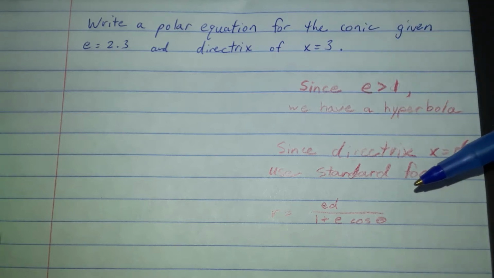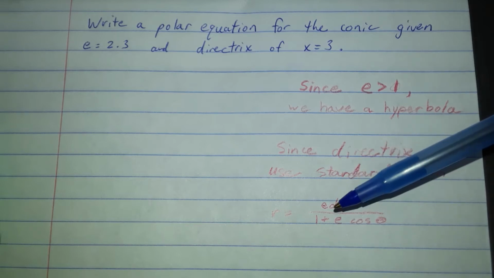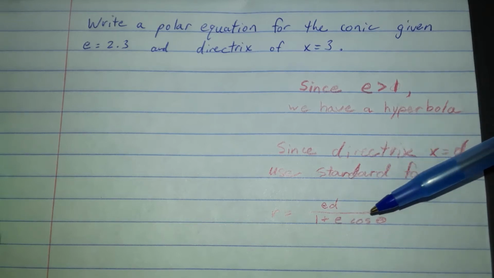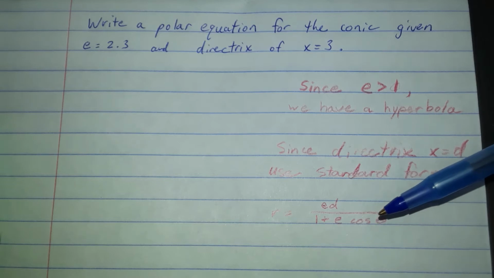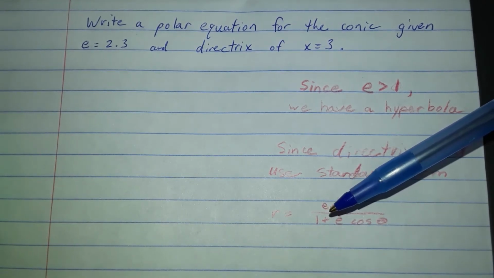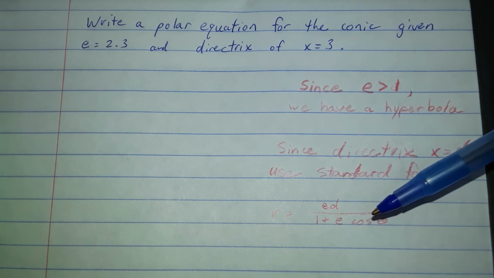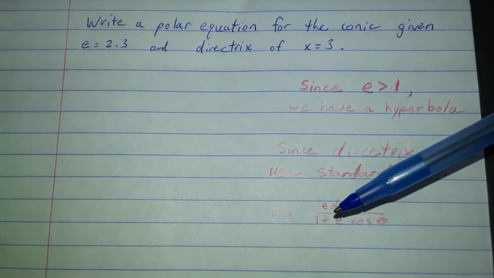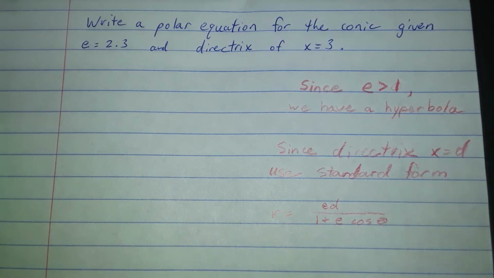So we're going to use the standard form that has a plus in the denominator and a cosine in the denominator. The two options that change are this could be a plus or a minus, and this could be a sine or a cosine. So we're using the standard form that involves the plus and the cosine because of the directrix equation being x equals a positive number. So we're going to put that together.